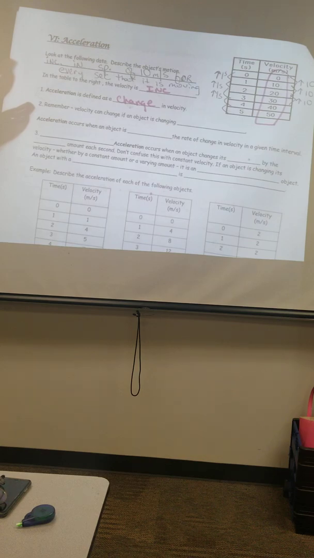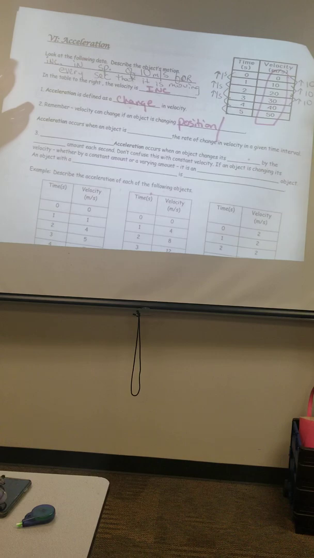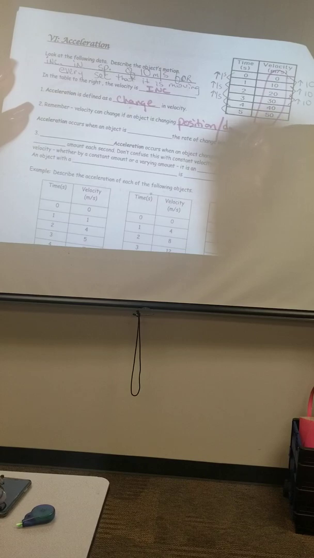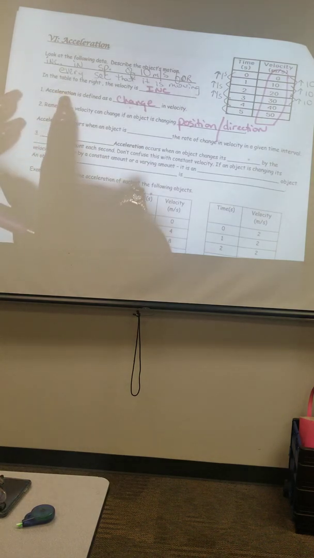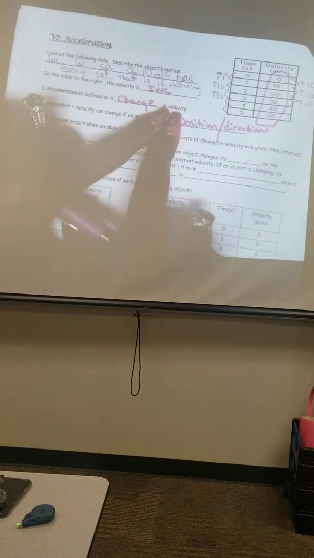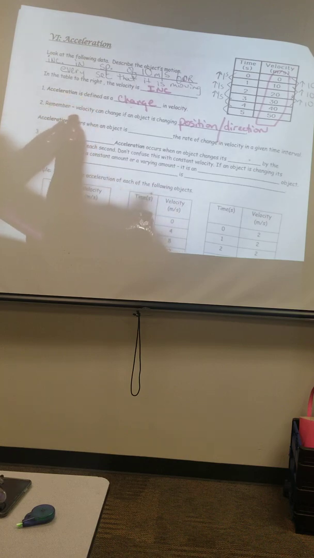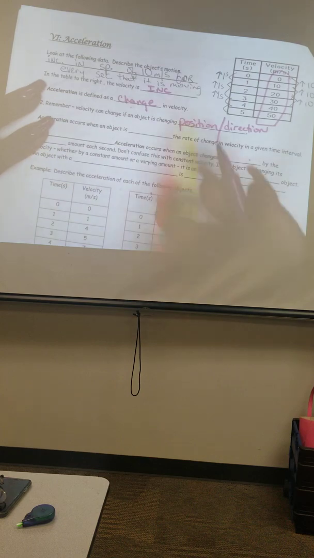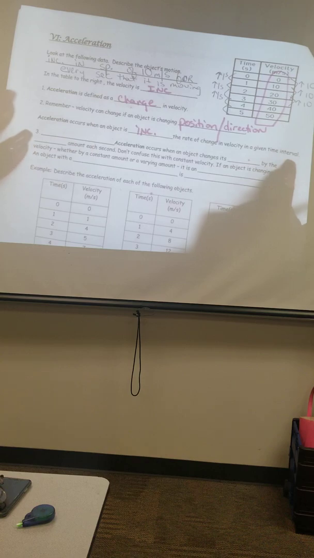Remember though, velocity can change if an object changes its speed or its direction, because velocity is a vector quantity. And so, because acceleration has velocity in it, and velocity is a vector quantity, acceleration, by association, is also going to be a vector quantity. Acceleration occurs when an object is increasing the rate of change in velocity in a given time interval.